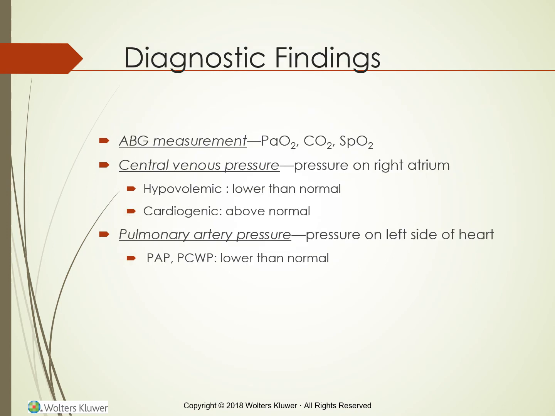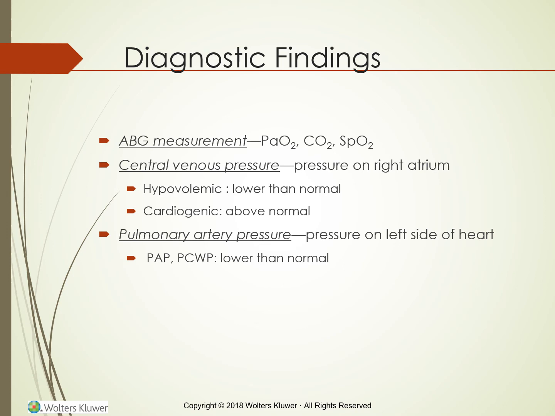Diagnostic findings. Arterial blood gas, central venous pressure, and pulmonary artery pressure measurements can support a diagnosis of shock. They are also used to monitor response to treatment. Arterial blood gas measurements are drawn from a direct arterial puncture or an indwelling arterial catheter. In shock, the partial pressure of oxygen in arterial blood, which is normally 80 to 100, falls below 60. The partial pressure of CO2 in arterial blood may be normal, decreased with hyperventilation, or increased with hypoventilation.